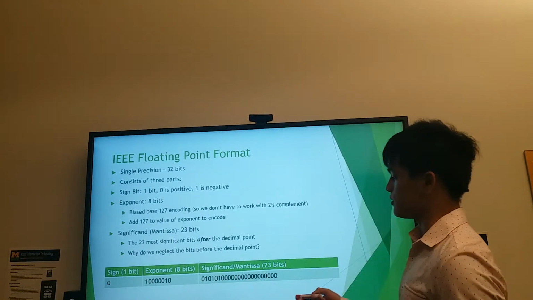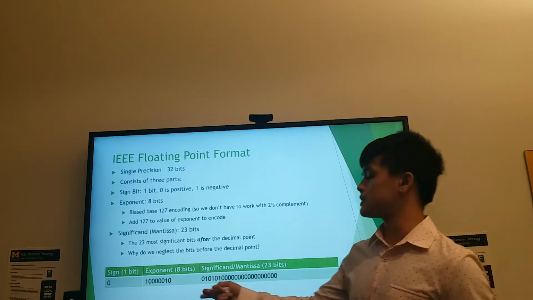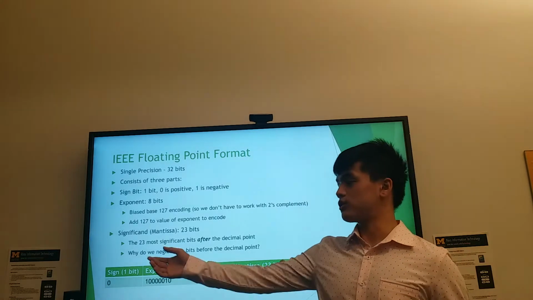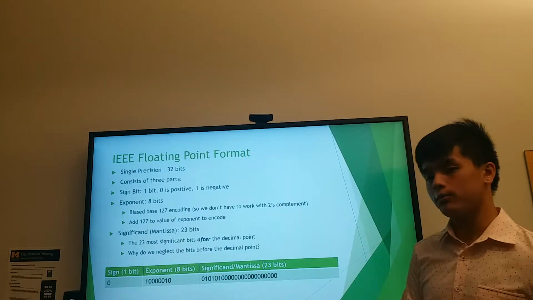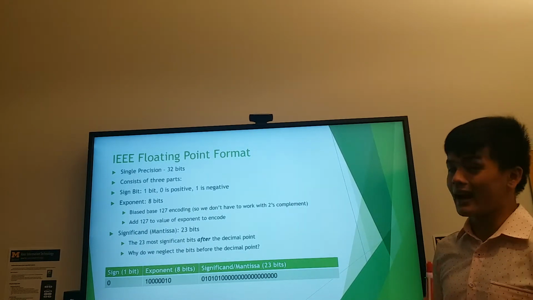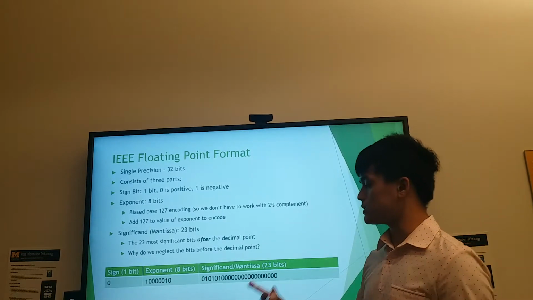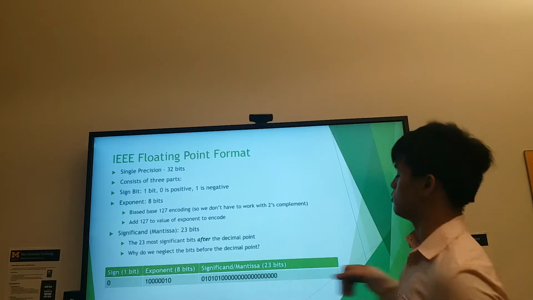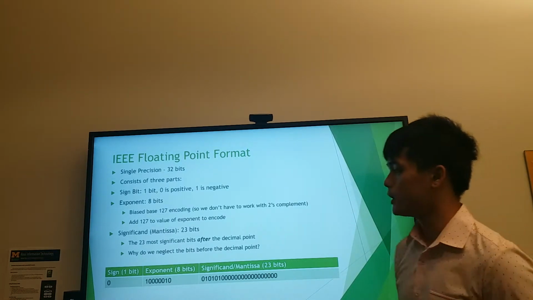And also here is the significand, or the mantissa, the 23 bits, which are the most significant 23 bits after the decimal point. And then as I mentioned earlier, we neglect the bit before the decimal point because it can only be 1, and it has to be 1. So the actual mantissa is 1.010101 followed by a bunch of zeros. All right?